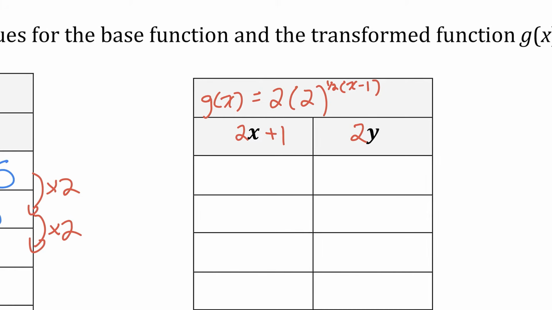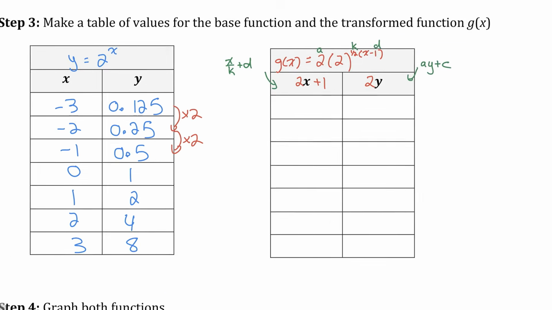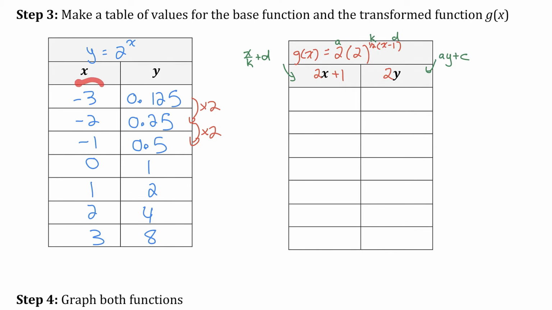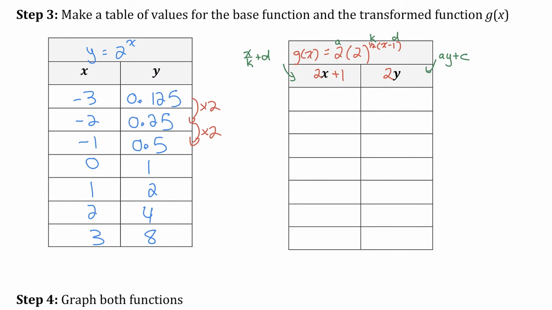A hint for you on how we figure out what we can write in these two spots. To x, we always divide it by the k value and then add d. And to get the y transformations, we multiply by a and then add c. So as long as we follow those rules, using the a, k, d, and c values, we'll get the correct transformations in our table. So now to get the x values of my transformed g of x function, I just have to take each of the x values from my base function, sub them into this little calculation I made for x, and I get my new x values.